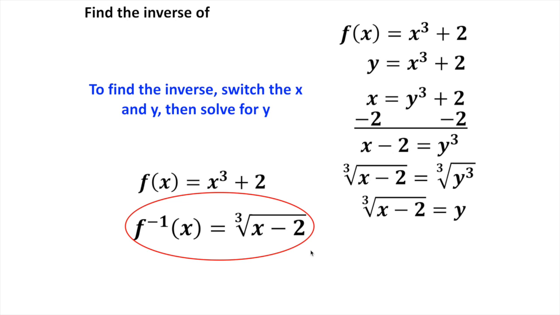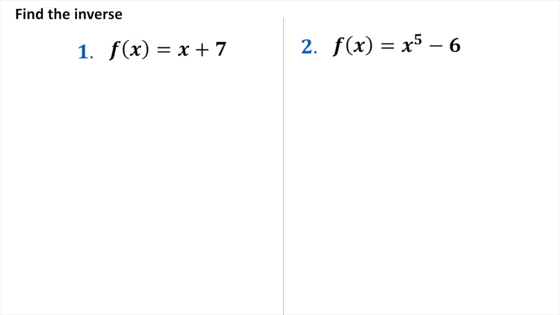All right, so let's give you a chance to kind of practice this a little bit. I'd like you to try both of these two. Now, remember, the first step is to write this as y equals x plus 7, then switch the x's and y's and solve it for y. So go ahead and try both of these right now. Push pause. After you've obtained your answer, come back and push play.